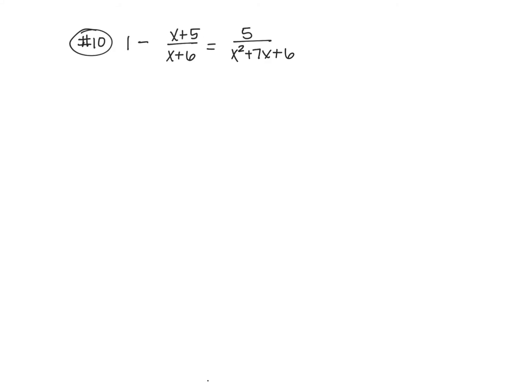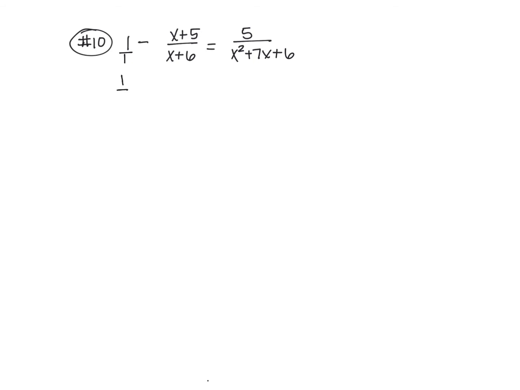Even though there is a 1, this is still not one fraction equals one fraction. So I still cannot cross multiply this, okay? My first step is going to be to remember that 1 is a fraction, and my next step is going to be to find a common denominator.